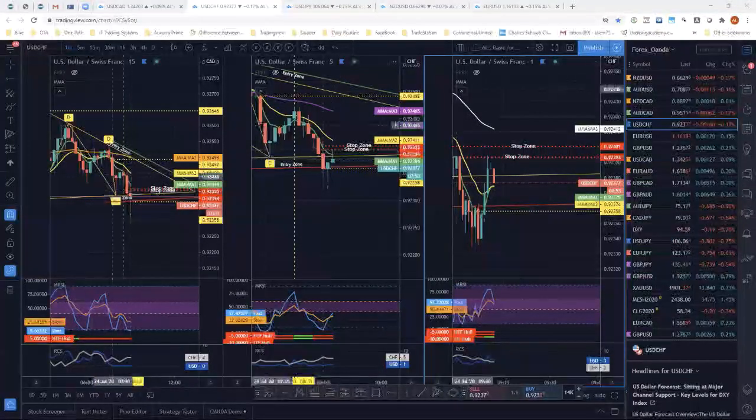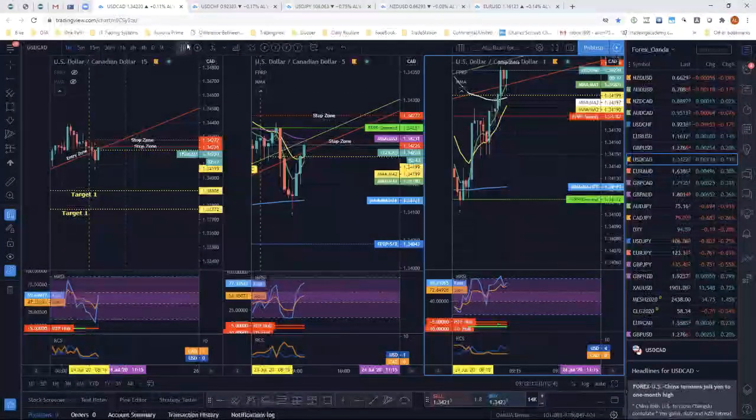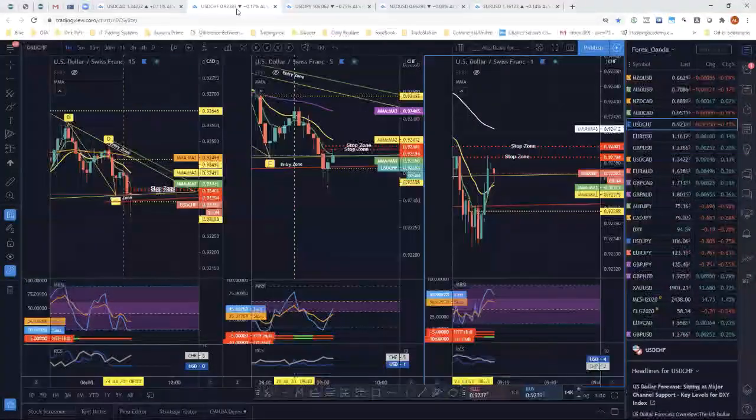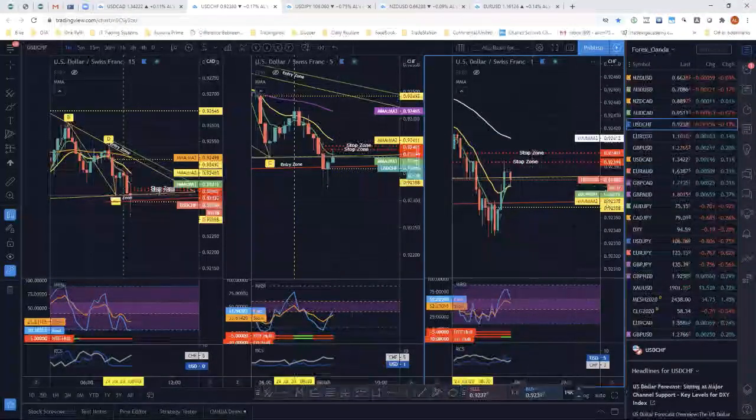How's our CAD doing here? Let's see. CAD pulled all the way back up into this entry zone. Yep, right back at the wedge. And now I'm back on the Swiss chart. I just flipped them back. I just want to check it.